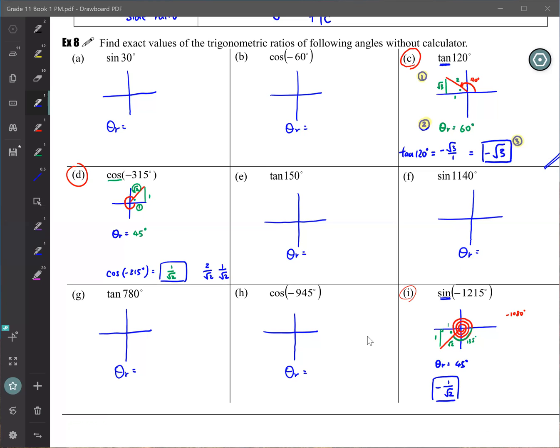And make sure you remember to check sign at the end, okay? Positive, negative. About 15 minutes should be enough time to finish all these. So let me know if you get stuck.